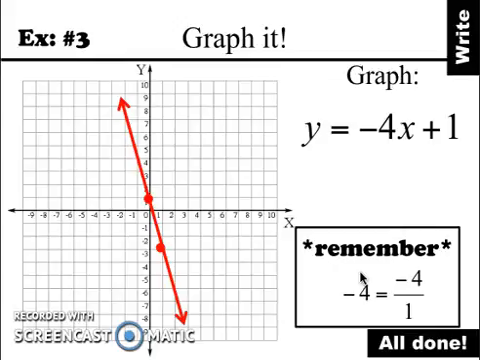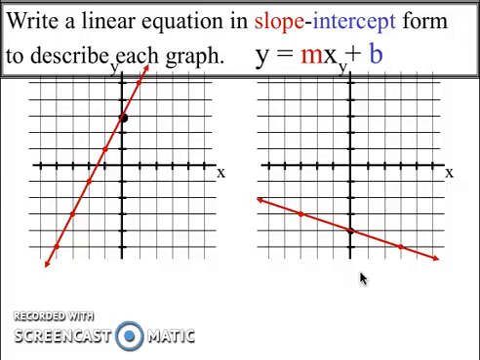But what happens if a line is given to you and you have to write a linear equation of the line? So we have these two graphs and they ask you to find the linear equation in slope-intercept form to describe the graph. So let's take a look at this first graph over here.